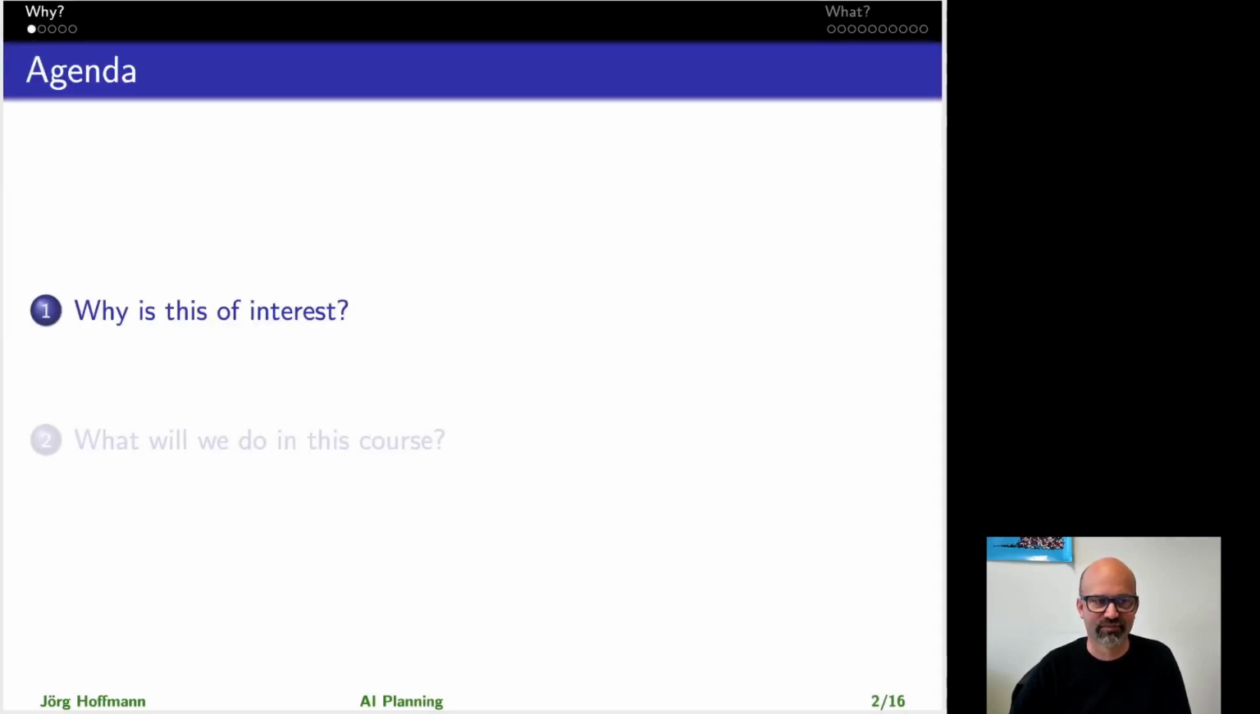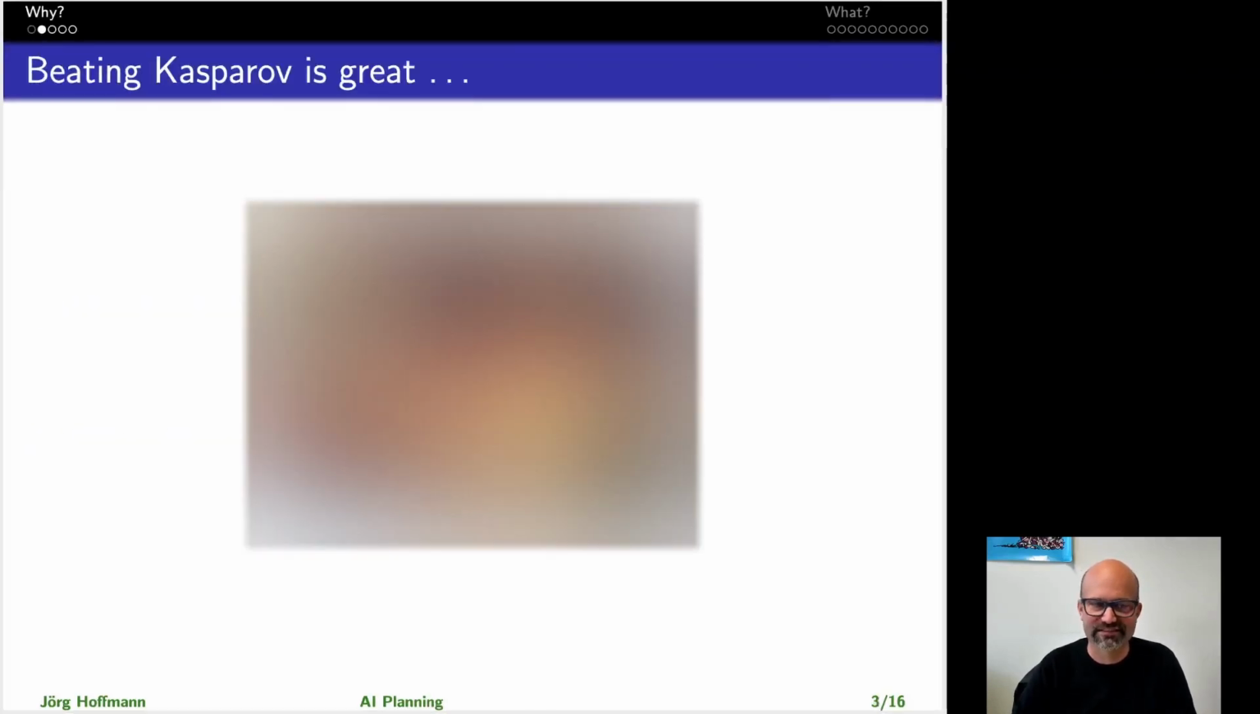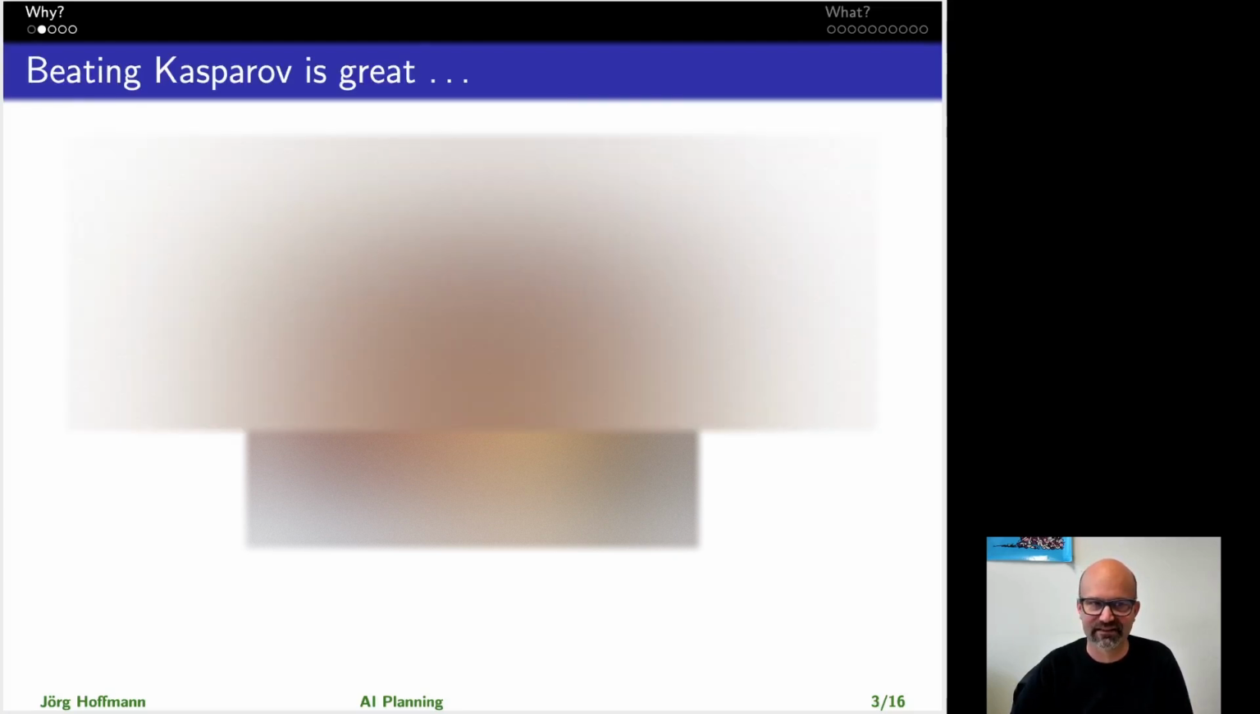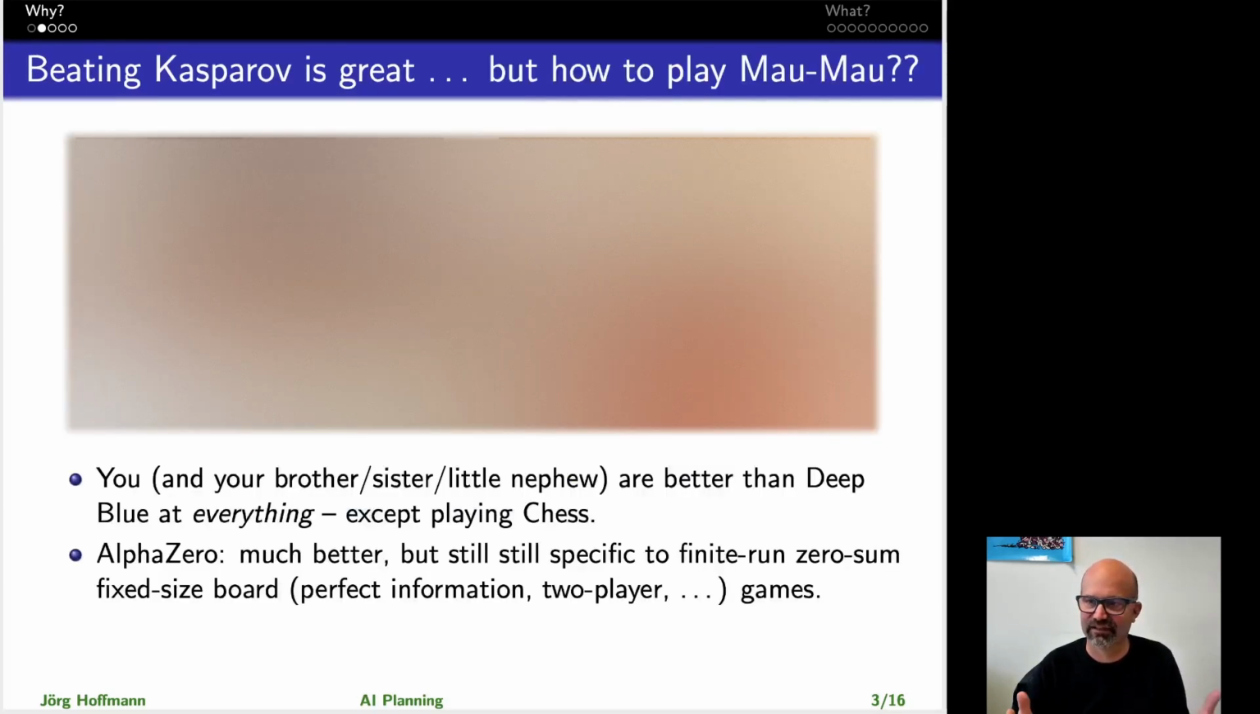What is this about? Well, many of the grand achievements in AI are in very specific domains, like chess. And then you get something that can play grandmaster scale chess, but that can literally not do anything else, not even Mau Mau. Things have somewhat improved recently.